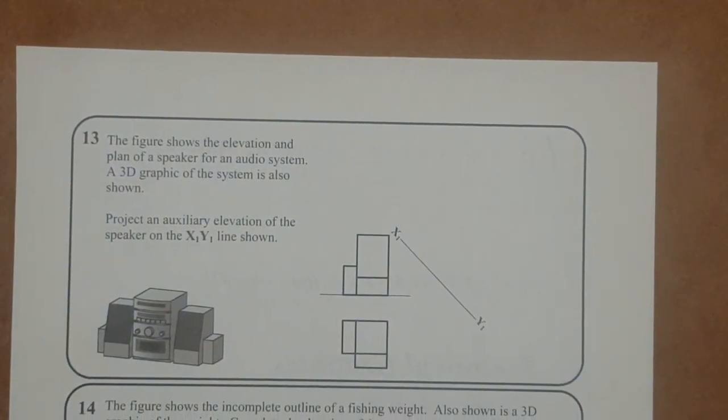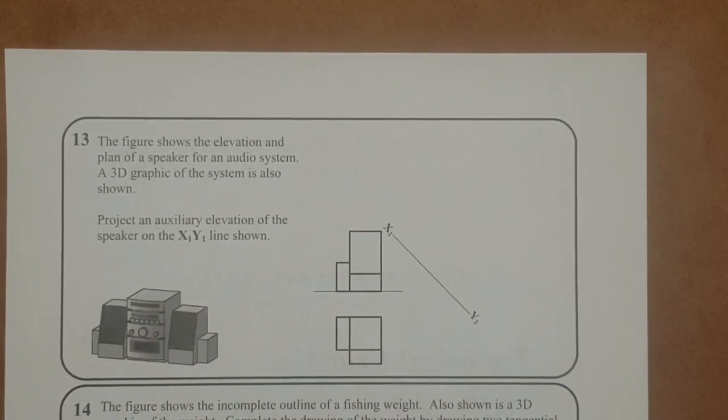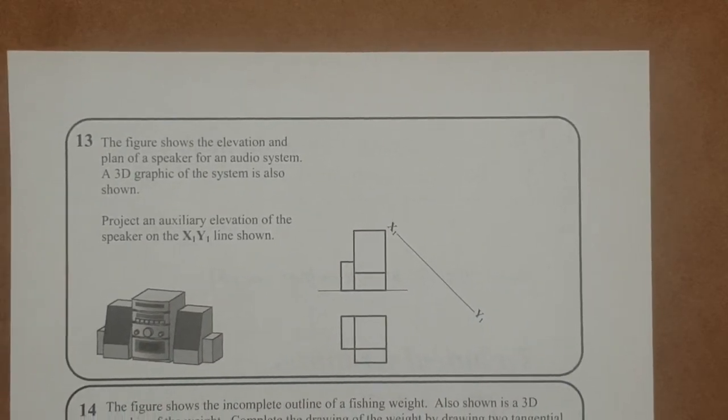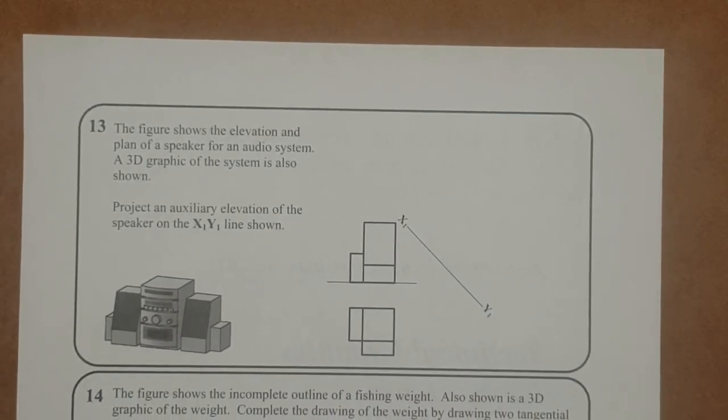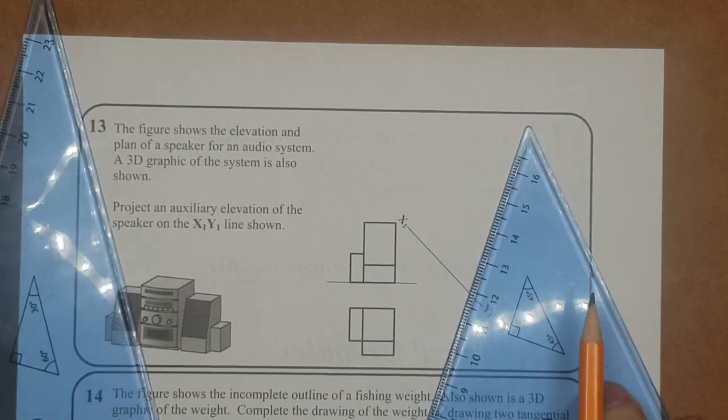Question 13. The figure shows the elevation and plan of a speaker for an audio system. A 3D graphic of the system is also shown. Project an auxiliary elevation of the speaker on the X1, Y1 line shown. Once again, we're on to sliding set squares with this. I'm not going to be using an adjustable here for something so small and simple.